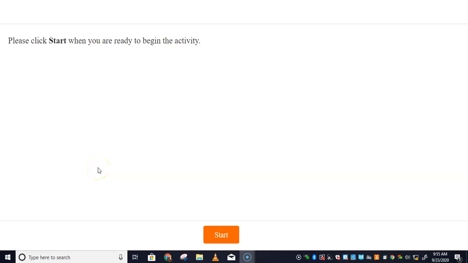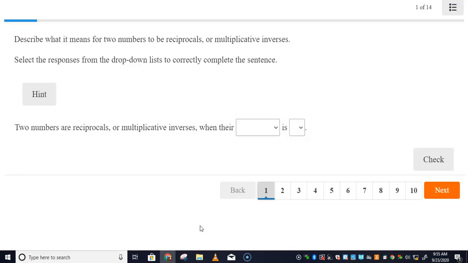Okay, this is Module 3 review. Let's see what you remember from the chapter. Describe what it means for two numbers to be reciprocals or multiplicative inverses. If you're doing this, it's on page 99 and page 100. So we're going to select it.